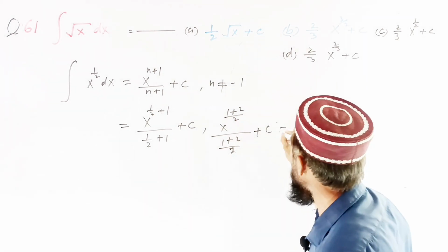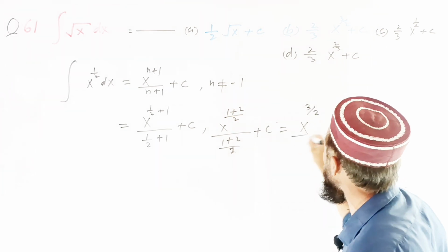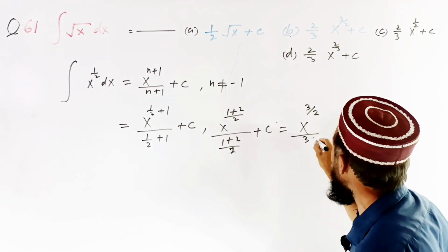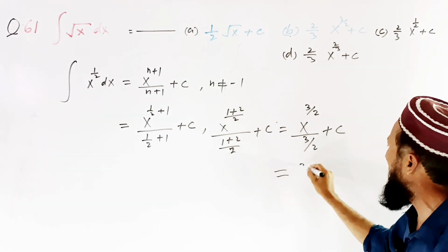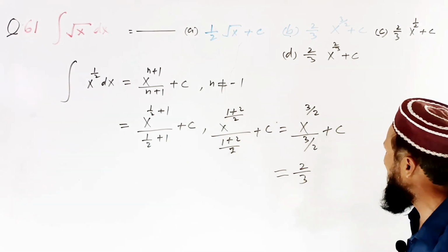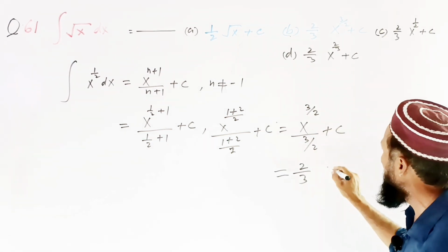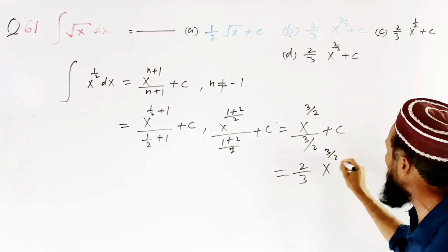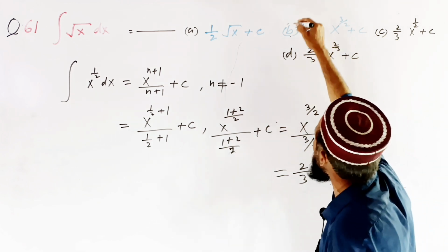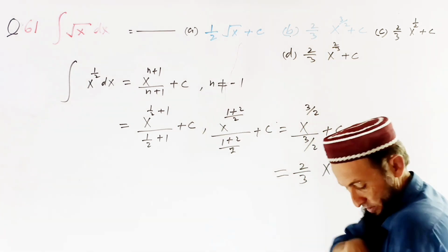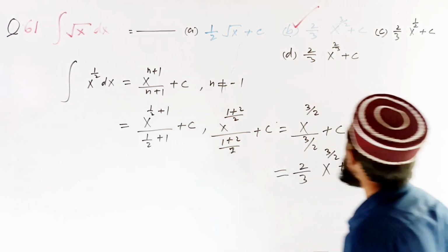1 plus 2 divided by 2 plus c is equal to x. We add this, 3 divided by 2 and 3 divided by 2 plus c. Next step, we take the reciprocal of this term, so we get x to the power 3 divided by 2 plus c. Now look here, option B is the correct option. Here B is the correct option.